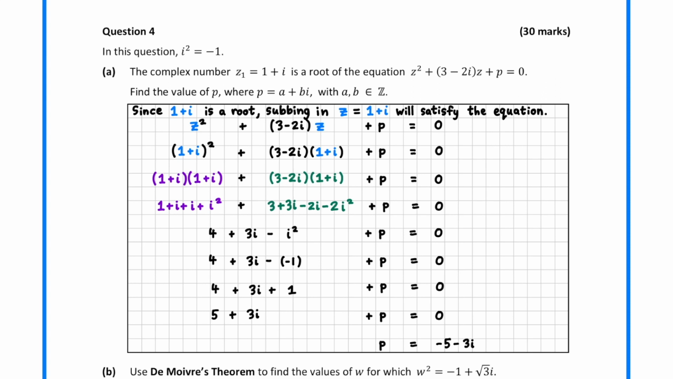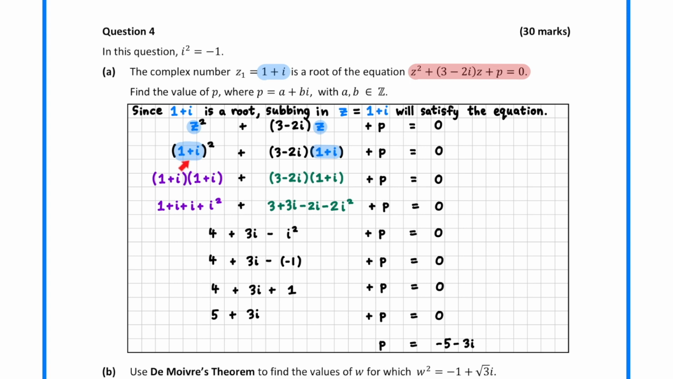In question 4a, we are told that 1 plus i is a root of a complex number equation. We must use this to solve for the unknown value of p. To start, we sub in z equals i plus 1 into the equation.